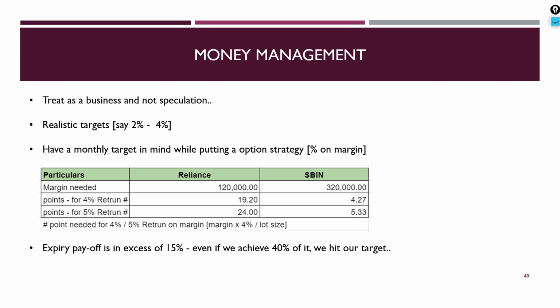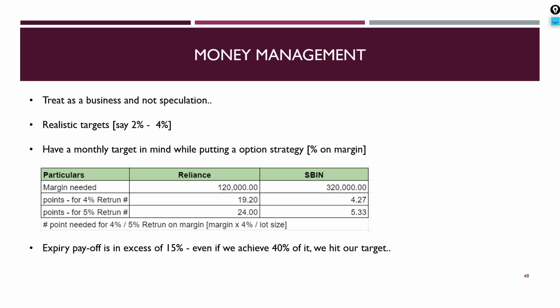Second is to have a realistic target in the beginning and gradually increase the target. If we set unrealistic targets from option trading, it invites unwanted trouble. So let's say we start with 2 to 4% return on capital, and gradually once we are successful, we can increase these targets. Always have a monthly target in mind while putting on an option strategy. It should be calculated as a return on margin.